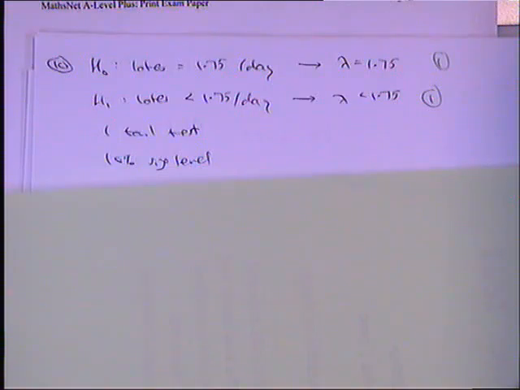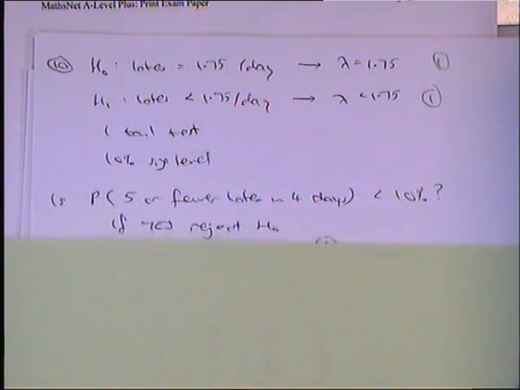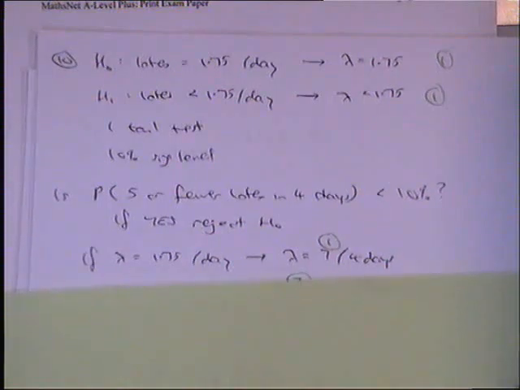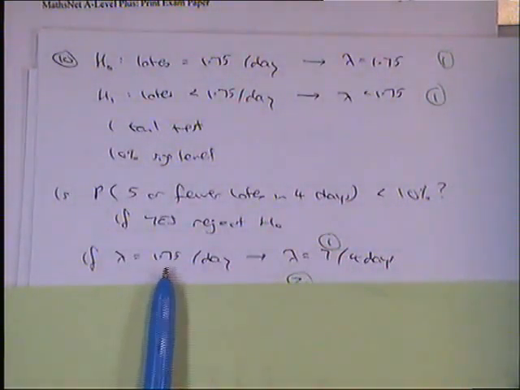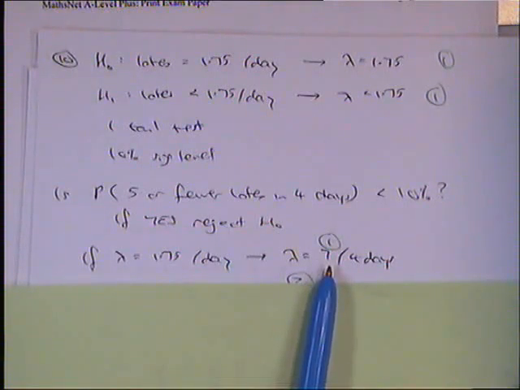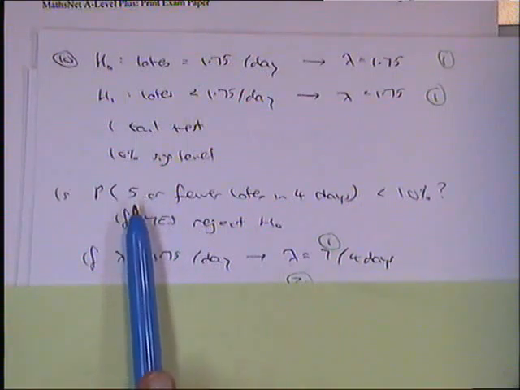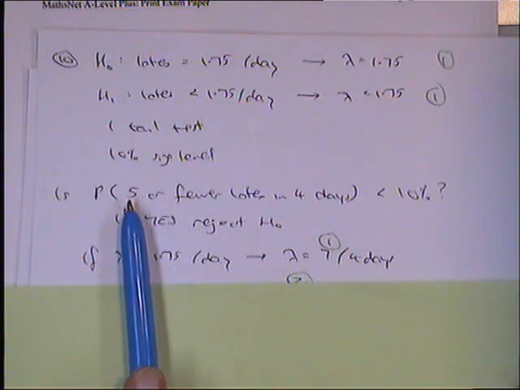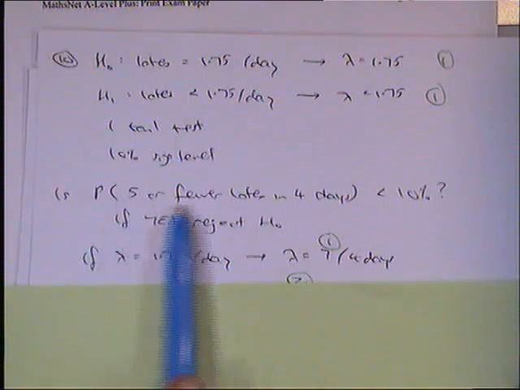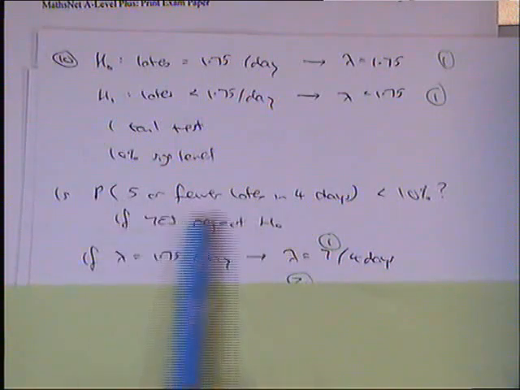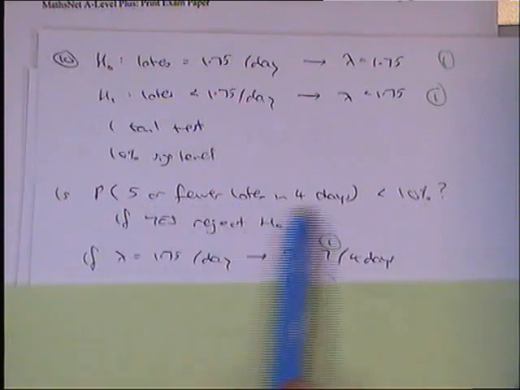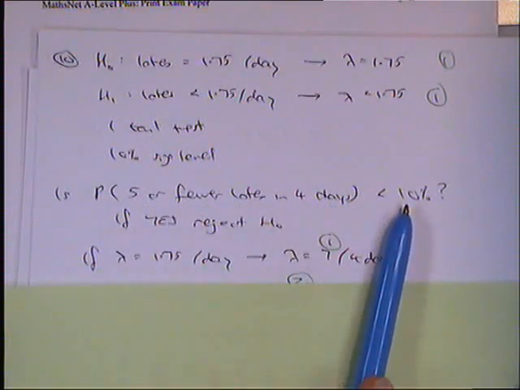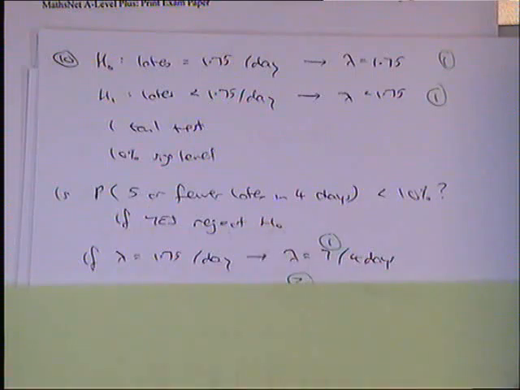So if we're dealing with a 4-day period, we need to scale up, which we've done down here. 1.75 times 4 is 7. So we're going to be using lambda as 7. We need to find the probability of getting what we observed, which is 5, or more extreme, so in other words, 5 or fewer. And if the chance of getting what we saw or more extreme is less than our significance level, then we will reject H0.